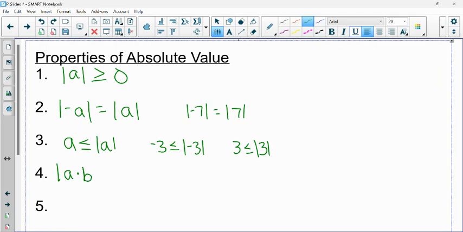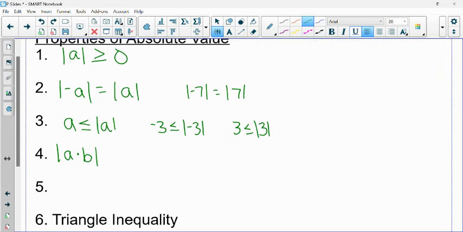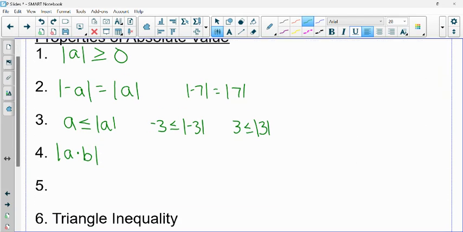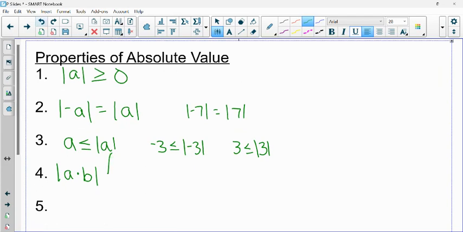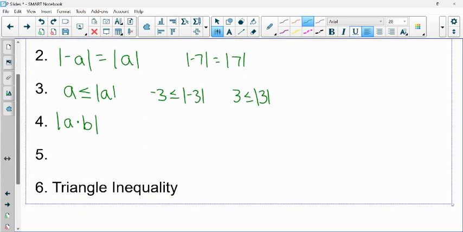If you are multiplying two things inside absolute values, you can break it apart. So that could be the same as the absolute value of A times the absolute value of B. Same thing with division. If I'm dividing, the absolute value of A divided by B is equal to the absolute value of A divided by the absolute value of B.